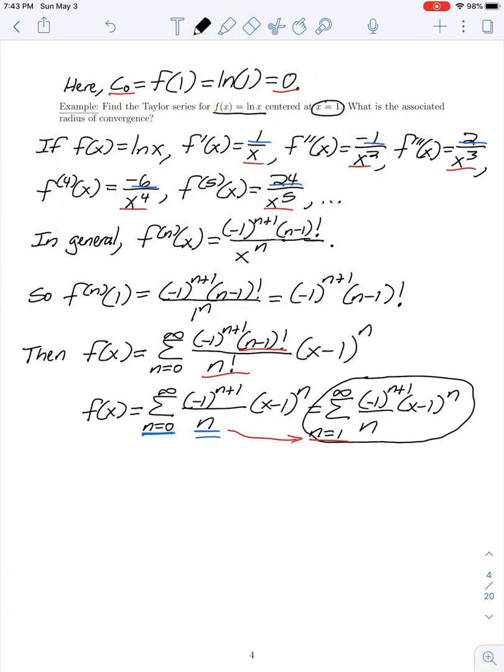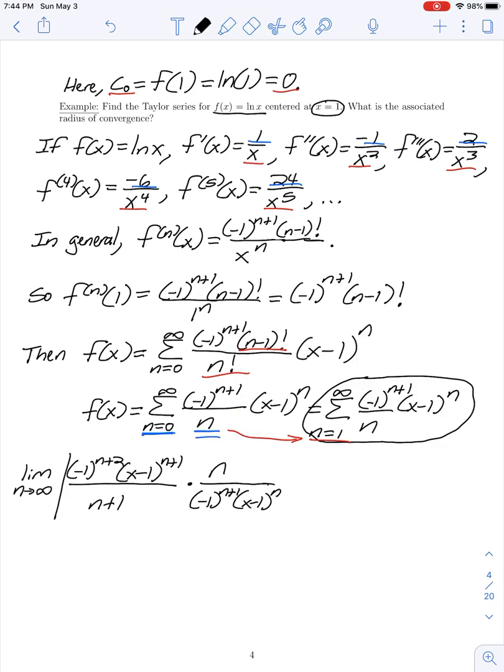Now to find the radius of convergence for this power series, we apply the ratio test. So we would have the limit as n approaches infinity of the absolute value of -1 to the n plus 2 times x minus 1 to the n plus 1 all over n plus 1 divided by the nth term, or equivalently multiplying by n over -1 to the n plus 1 times x minus 1 to the nth.